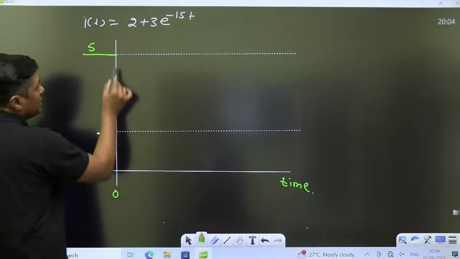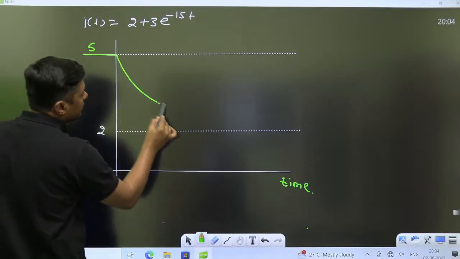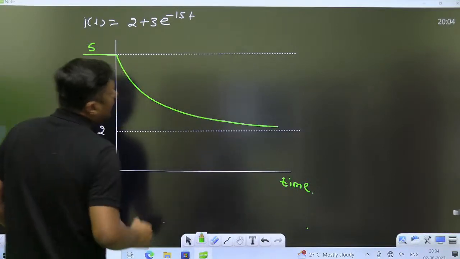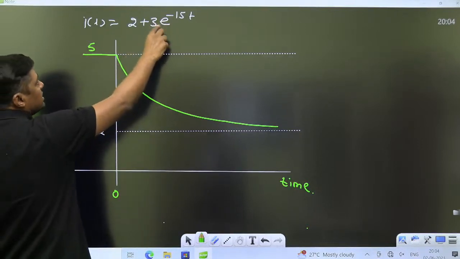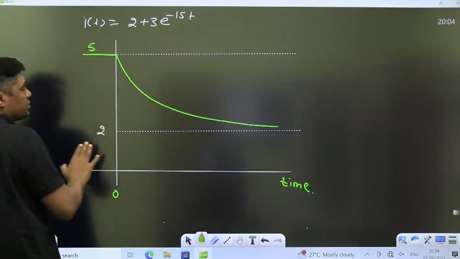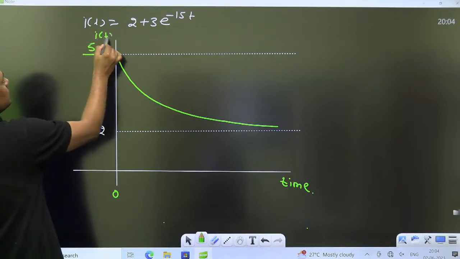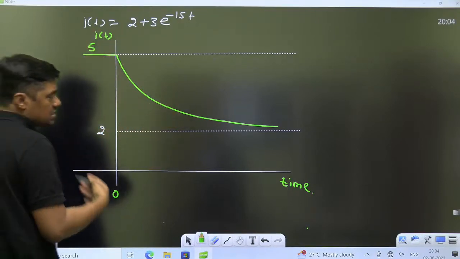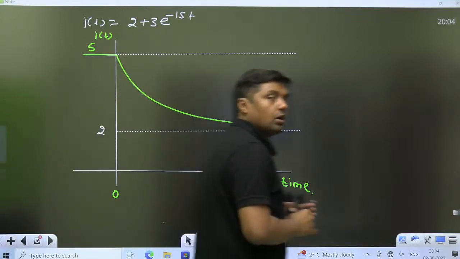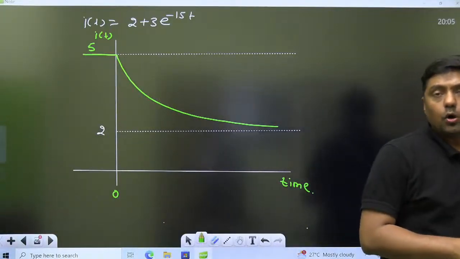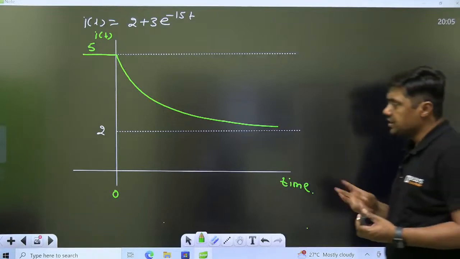Now it starts decreasing exponentially. And finally, at t equal to infinity, this transient term will become 0 and the current will reach what? 2. And that is the graph. And right here, this is the current through the inductor. So this type of curve you will get. Okay, and that is the output. So I hope you got the idea with these 3 questions.